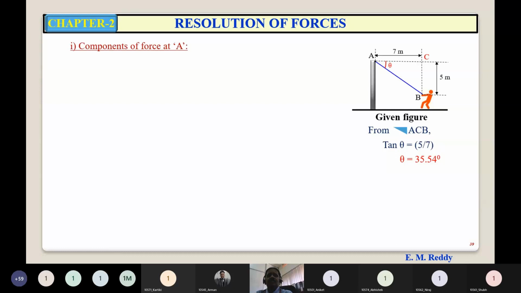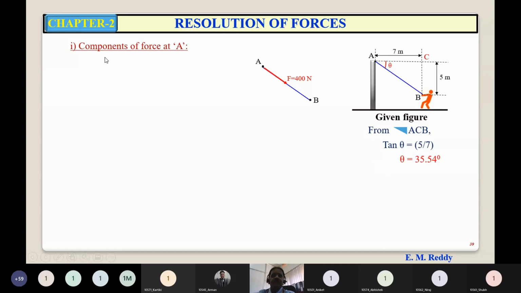Now, components of force F at point A. Now see, this person is pulling the rope from the pole at point A. Means the nature of force in the rope is tensile force. Tensile force means it always acts away from the point. Now, the point under consideration is A. So, the magnitude of force is 400 Newton. That is known to us. But what is the direction of force? Direction of force is along the rope, that is along AB. But what is the sense? It is acting from A to B.